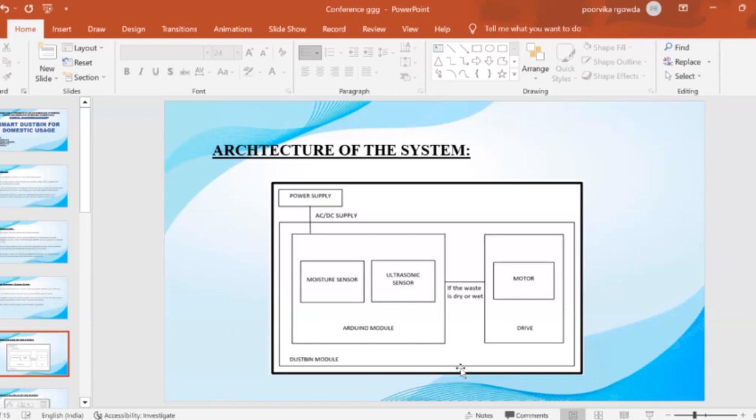After collecting the information about the moisture content and also the presence of the waste, the signal from the Arduino module is sent to the motor, which is actuated by the drive. The drive then actuates the motor to run clockwise or anti-clockwise for the waste to fall into either of the compartments. This whole module is powered by the power supply, which can be AC or DC. This is the architecture of the system.